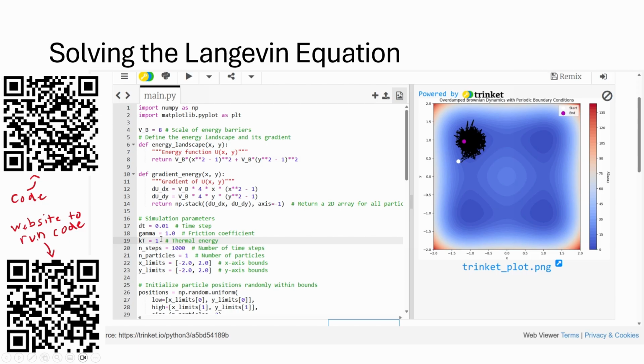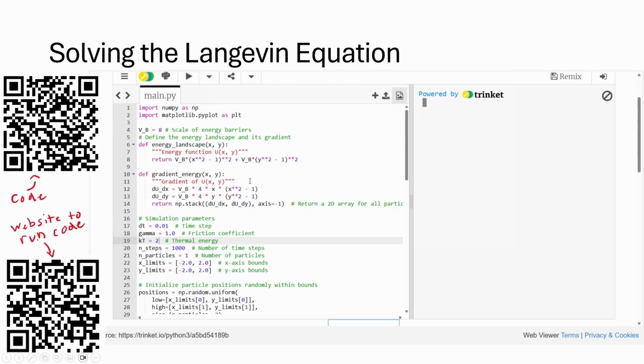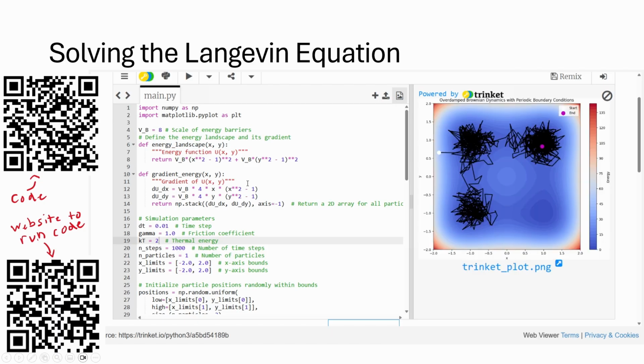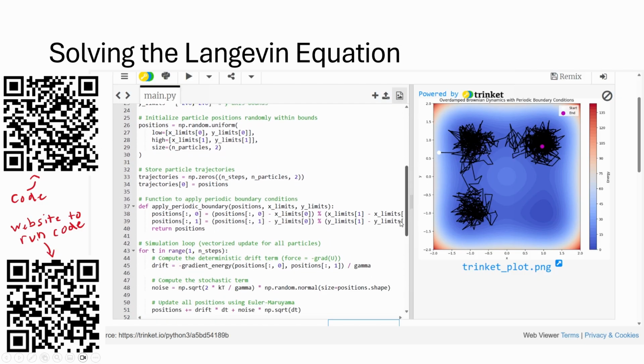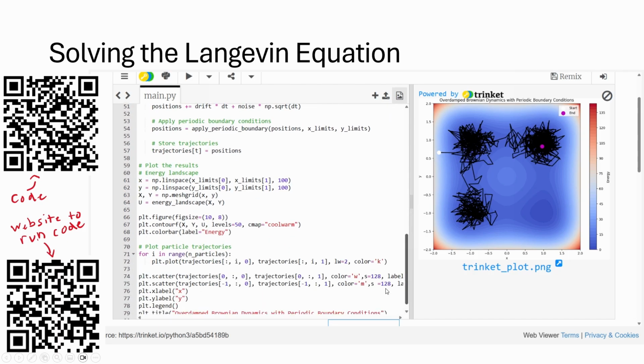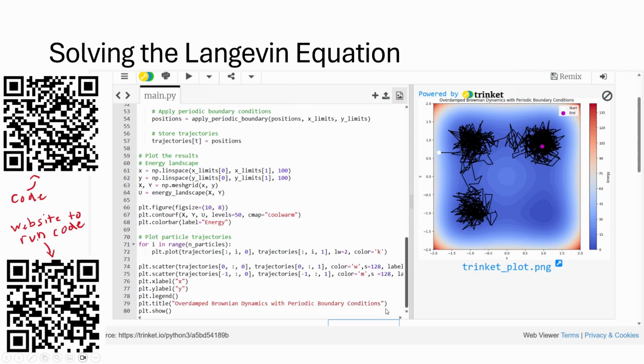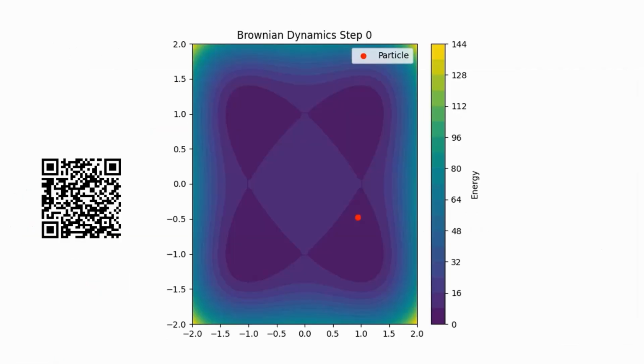You can play around with anything you want, but one thing that's kind of fun is to play with this KT parameter, that's your thermal energy, the Boltzmann constant times temperature. You can increase it and see what happens. Now you see as you increase it, you go between different energy wells. Energy goes from blue to red, being low energy to high energy. And you get all sorts of cool dynamics. This is just something for you to play around with as well and get a feel for how these dynamics work and what goes into these calculations.